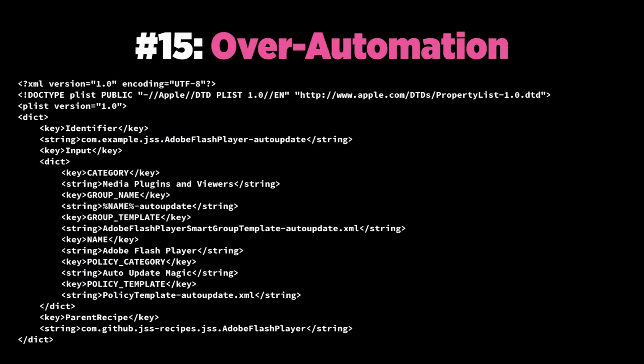And last but not least, over-automation. This is something that I've been guilty of in the past. I had a client who, for great valid reasons, asked me to create a Flash recipe for their JSS that would deploy Flash directly to their production fleet as soon as it came out. They wanted to stay up to date as quickly as possible, have everybody patched within 48 hours or something like that. But in reality, I got lucky. Nothing bad ever happened from this, but it could have very easily.